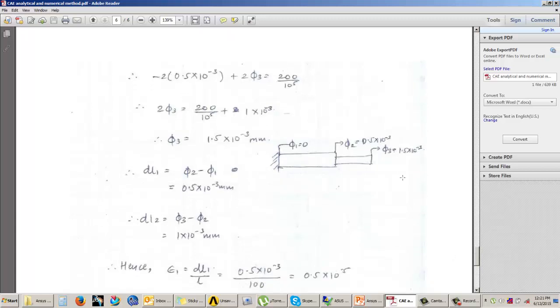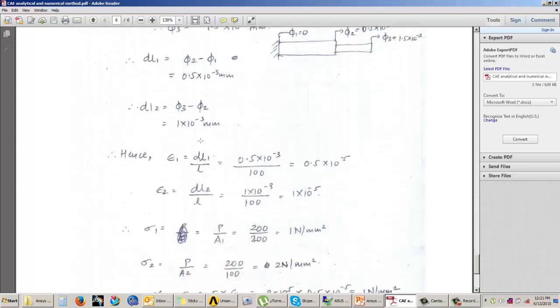Similarly, dl2 will become phi3 minus phi2. It becomes 1.5 into 10 raised to minus 3 minus 0.5 into 10 raised to minus 3. So my answer is 1 into 10 raised to minus 3 mm. From dl1 and dl2, we will get the strain values, that is change in length upon L, which becomes 0.5 into 10 raised to minus 5. Strain in the second bar is 1 into 10 raised to minus 3 upon 100, which is 1 into 10 raised to minus 5. So now we've got both the strain values.